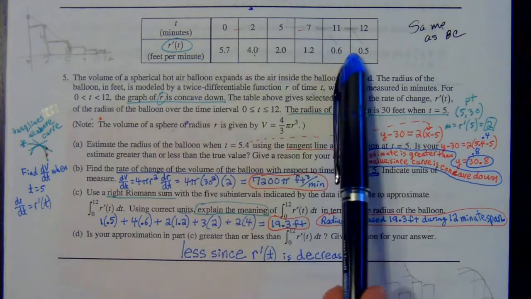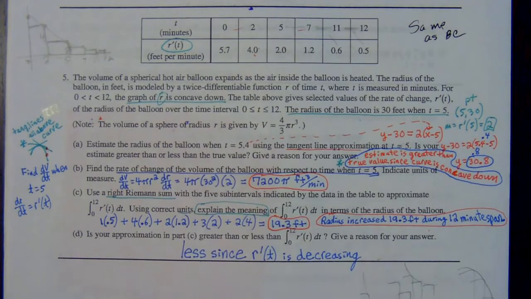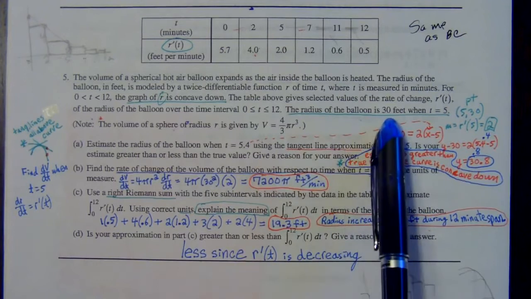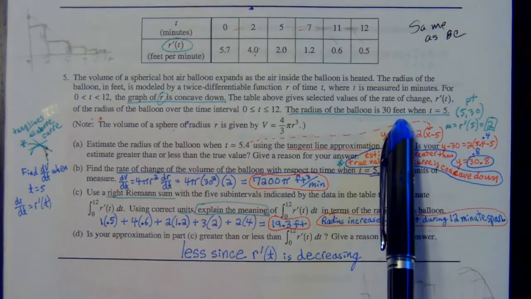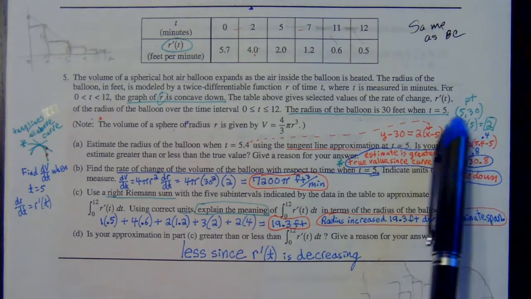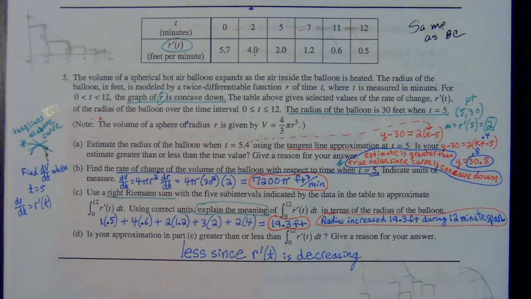These are the derivatives here. This is how fast that hot air balloon is expanding inside. And then it also tells me the radius of the balloon is 30 feet when T is equal to 5. I have no idea how I'm going to use it at this point, but this is giving me a point. When T is equal to 5, that radius is equal to 30. So at some point I'll probably utilize that.